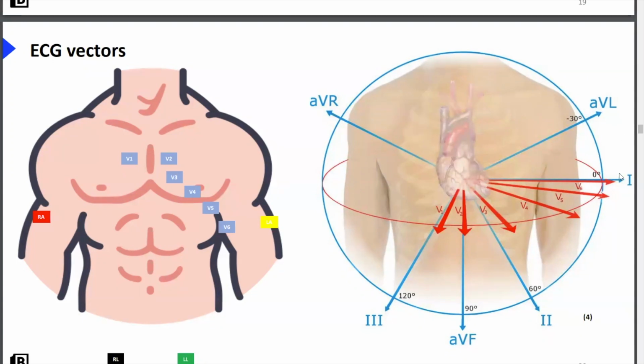AVR, AVL, lead 1, lead 2, AVF, and lead 3 all measure current flowing in the coronal plane. So as you can see, AVL and lead 1 look at current flowing towards the left, AVR and lead 3 look at current flowing towards the right, and AVF and lead 2 look at current flowing sort of downwards. And these vectors are really important to become familiar with, because this is what's going to allow you to interpret an ECG.